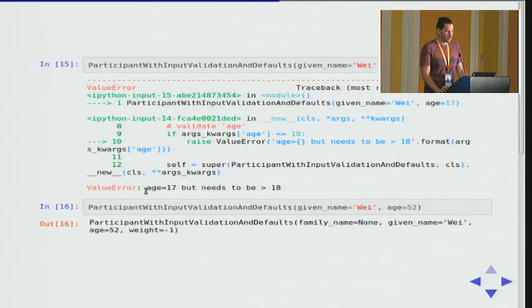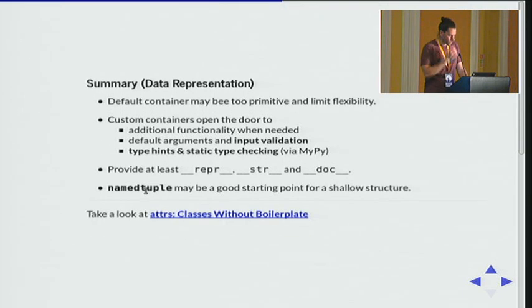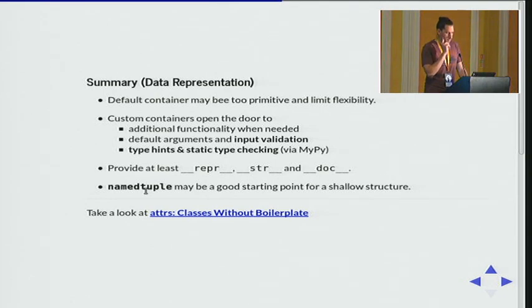So still, it was very, very convenient. It was rather easy to come up with these additional features. And now we have a container type that is pretty capable of solving quite a lot of problems. To sum it up, of course, it makes sense to start with the default container type, but maybe in some cases they are too primitive, and then limit your expressiveness. So you want to come up with a custom one, and then add features like default values or input validation.